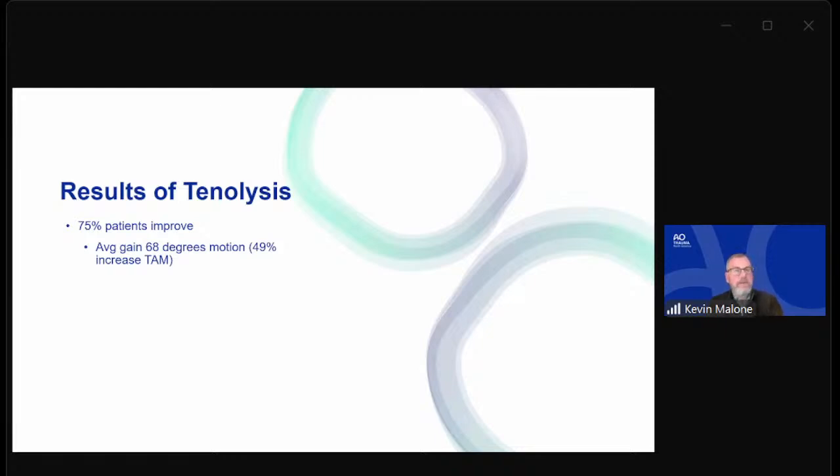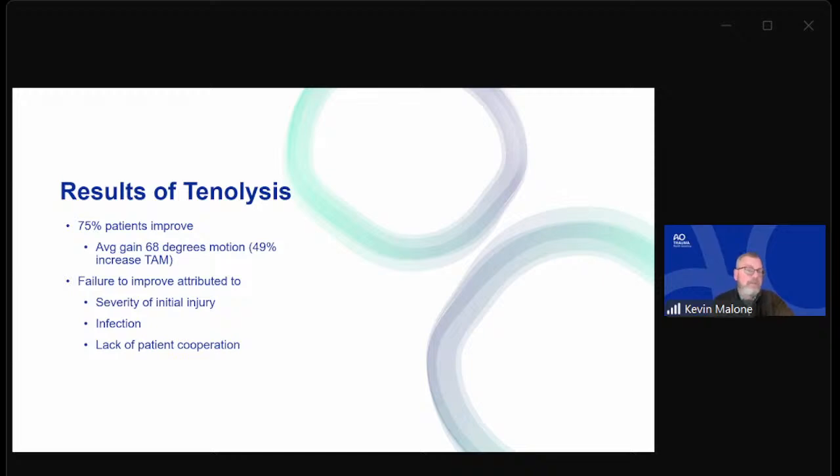Tenolysis does typically result in improvement of range of motion, but not substantial improvement. About 50% improvement in range of motion, which results in about 68 degrees. Failure of further improvement in range of motion following tenolysis is oftentimes attributed to many different factors, including the degree of soft tissue injury. Infection can certainly result in much more significant scarring, and then there is patient cooperation with the postoperative plan. Postoperative formal therapy has a very high impact on outcomes.